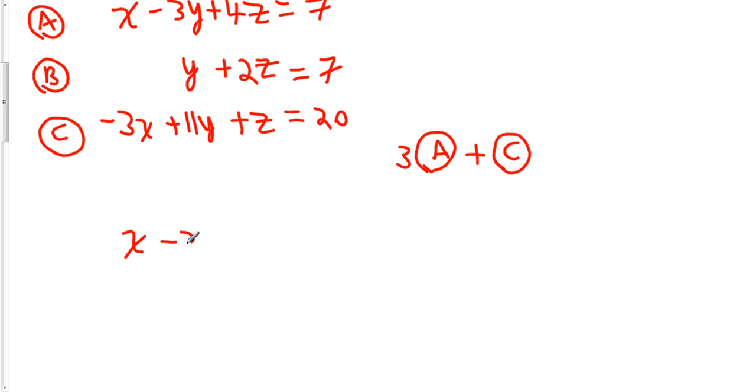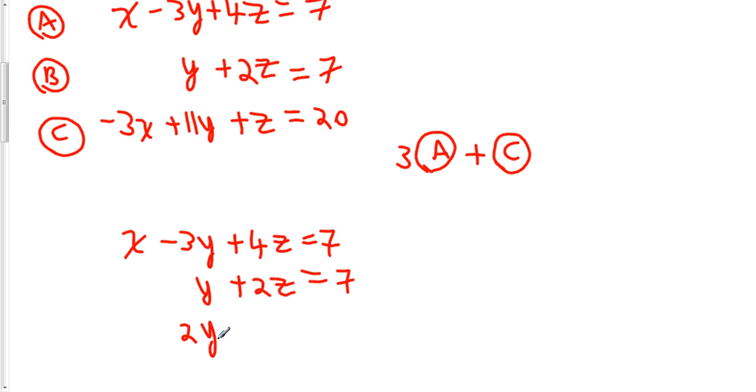x minus 3y plus 4z equals 7, and y plus 2z is equal to 7. But now equation C, when I multiply equation A by 3, I'll get 3x, and when I add 3x to -3x, they cancel. I'll get 3 times -3y is -9y, and -9y plus 11y is 2y.